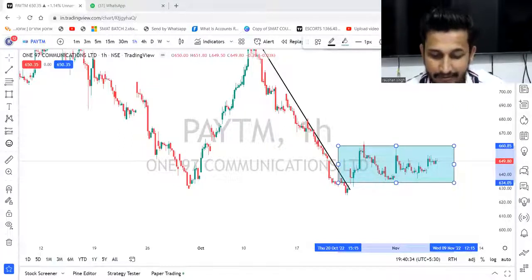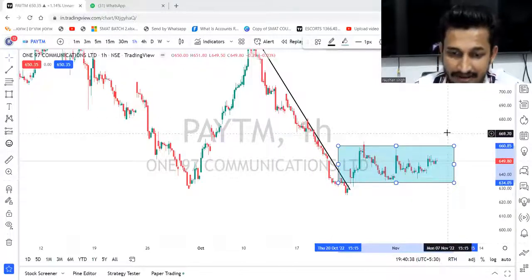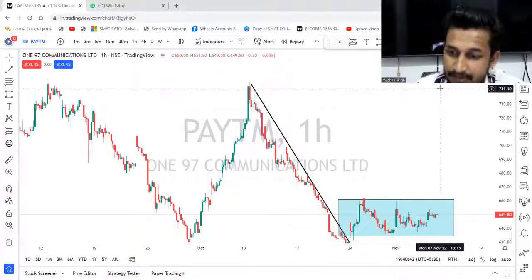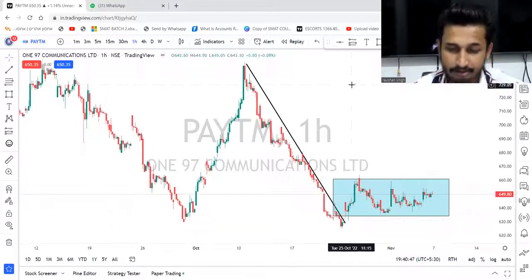After the breakout, I'm going to enter this trade, somewhere around 670. My target is going to be almost 10%, which I'll keep at 740. Stop loss will be kept around 630.